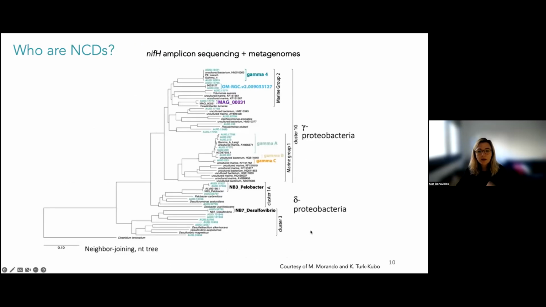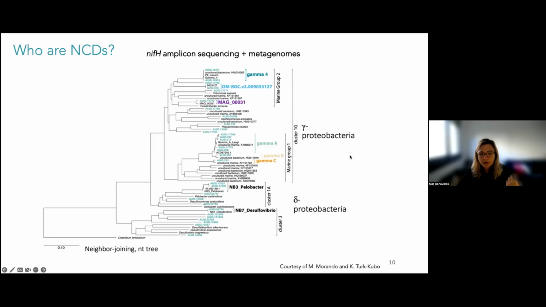Another current effort has been done by some collaborators of ours from the University of California, Santa Cruz, and they put together all the nifH amplicon sequences published thus far, and also the metagenomes. And basically there are two main clusters that stem out from this. One is the gammaproteobacteria and the other one is the deltaproteobacteria.